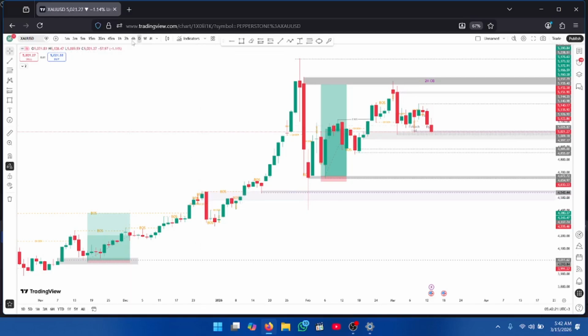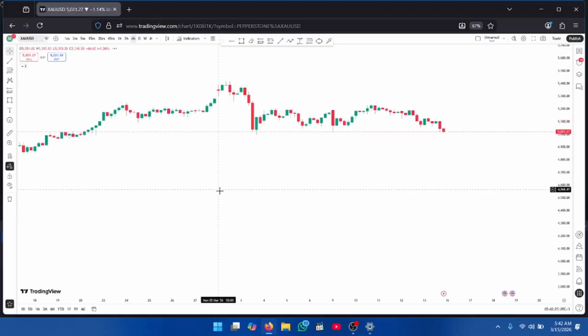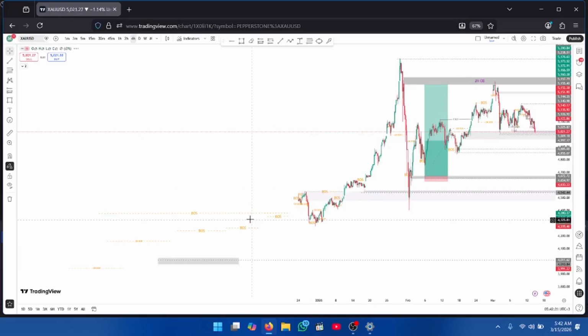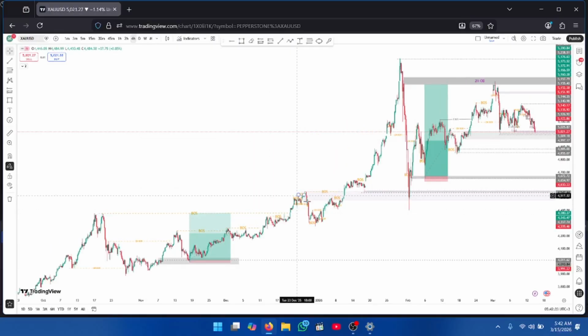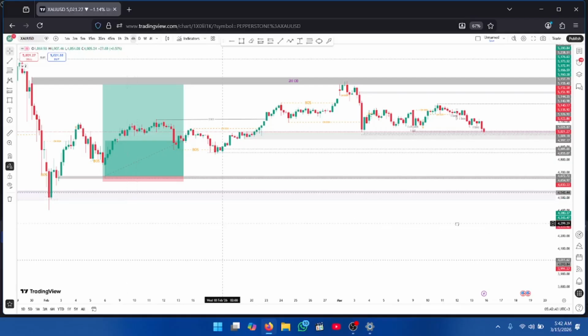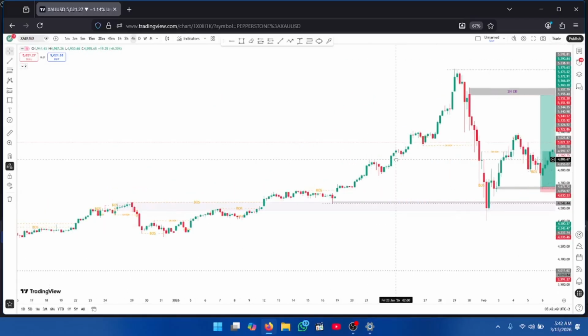If you go down to say the 4 hour chart, you can actually see that this was a bearish order block, since we had this minor change of character at about this level here, so we consider this as our bearish order block.